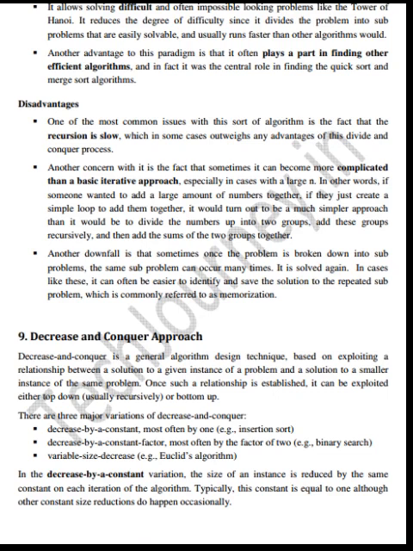Decrease by a constant, most often by 1, for example insertion sort. Decrease by a constant factor, most often by a factor of 2, for example binary search. A variable size decrease, for example Euclid's algorithm. In the decrease by a constant variation, the size of the instance is reduced by the same constant on each iteration of the algorithm. Typically, this constant is equal to 1, although other constant size reductions do happen occasionally.